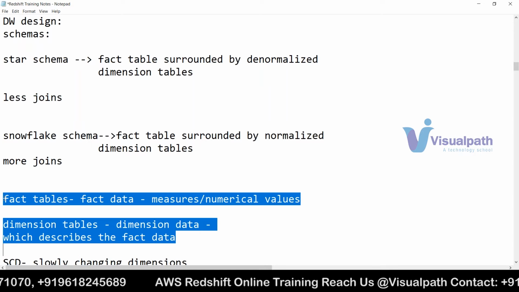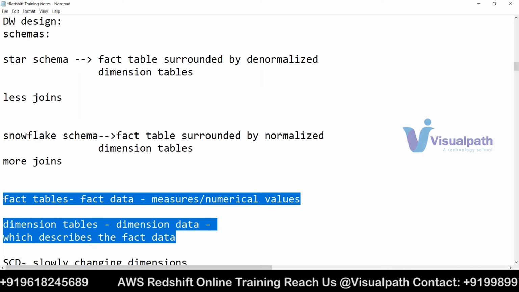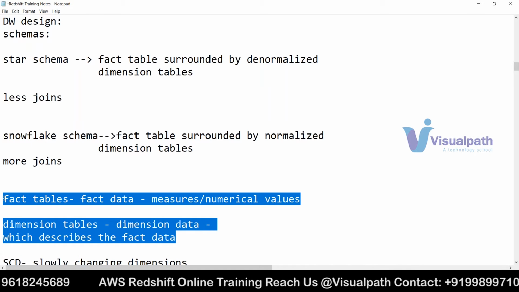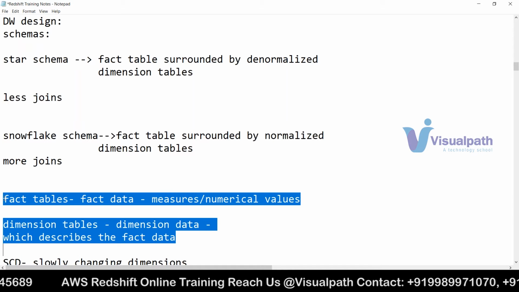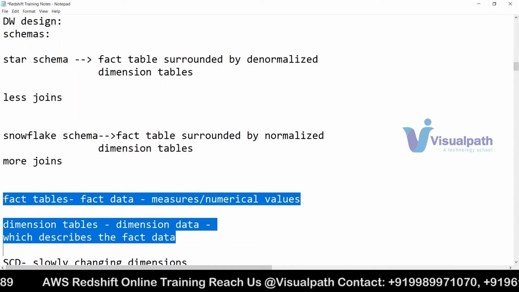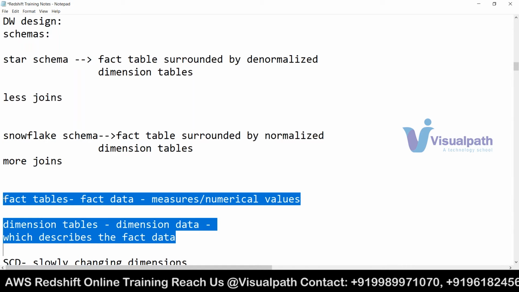This is data warehouse terminology. I will also tell you the examples later, after this. Just now I'm introducing the terms. A fact table means a table which holds numerical values or measures.